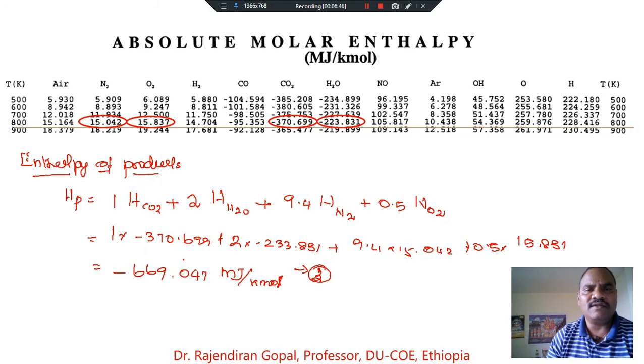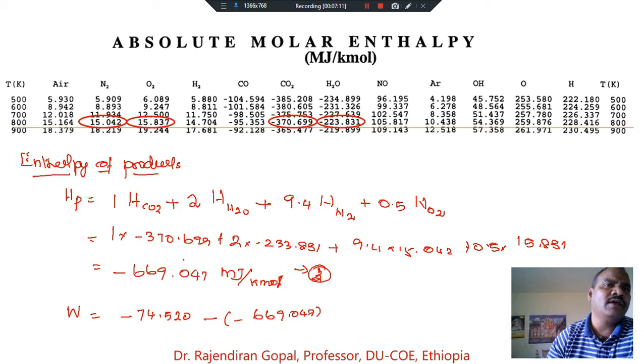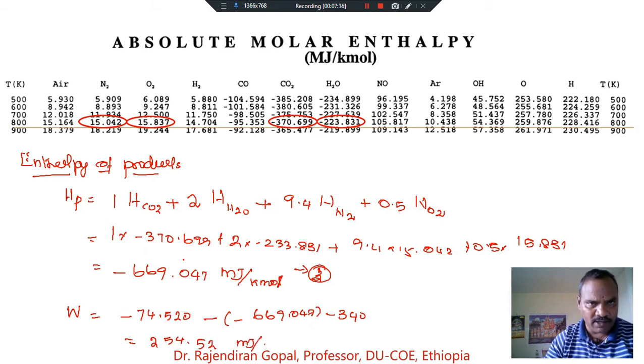Now substituting equations 2, 3 and the heat rejected, we can find the work output is equal to minus 74.520 minus of minus 669.047 plus minus 340. We can get 254.52 megajoule per kilomole of fuel.